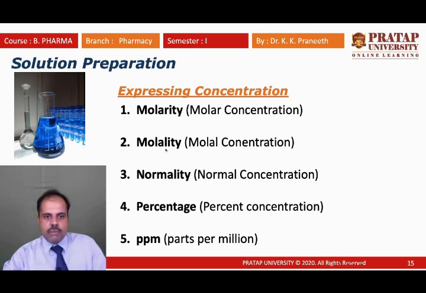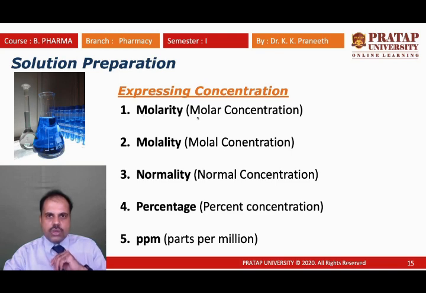The second term is molality. The third one is normality, or normal concentration. You can also express the concentration by percentage, meaning how much percentage of A is present in the solution. It's called percentage or percent concentration. And I have given one more way to express concentration, through ppm, called parts per million: how many parts of a chemical are present in a million. So these are the different ways.